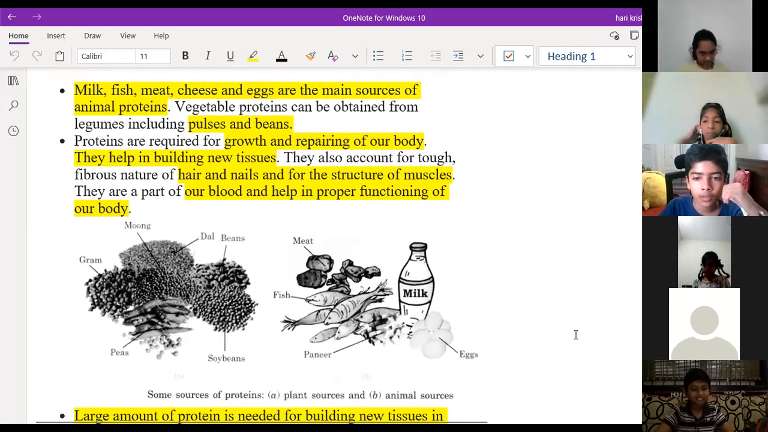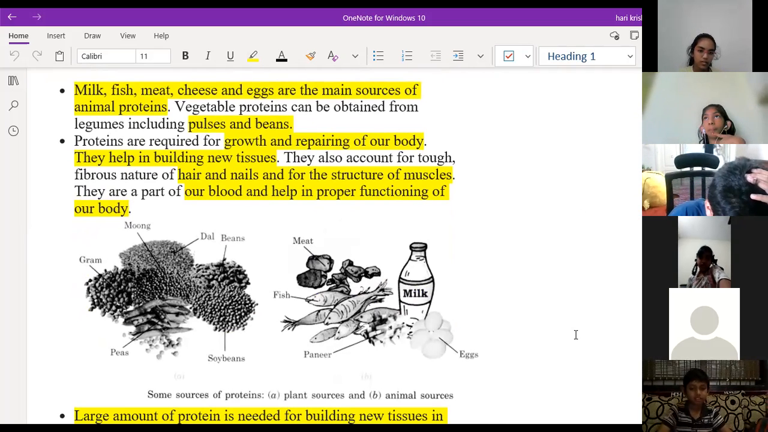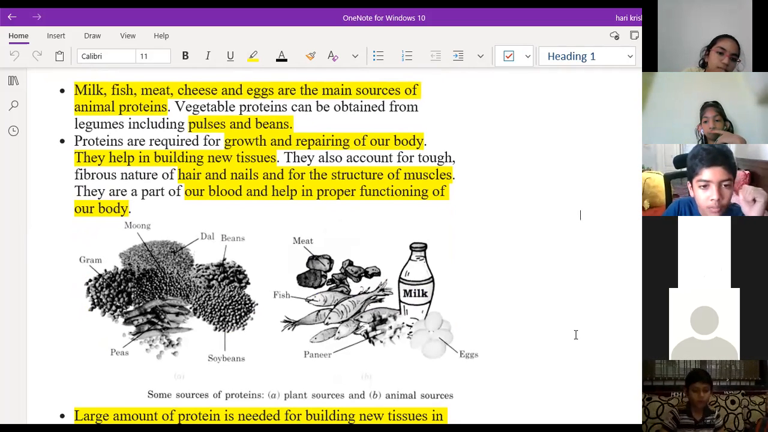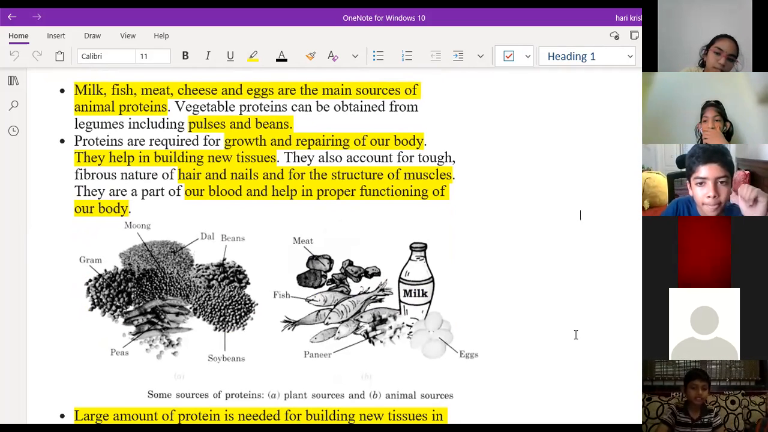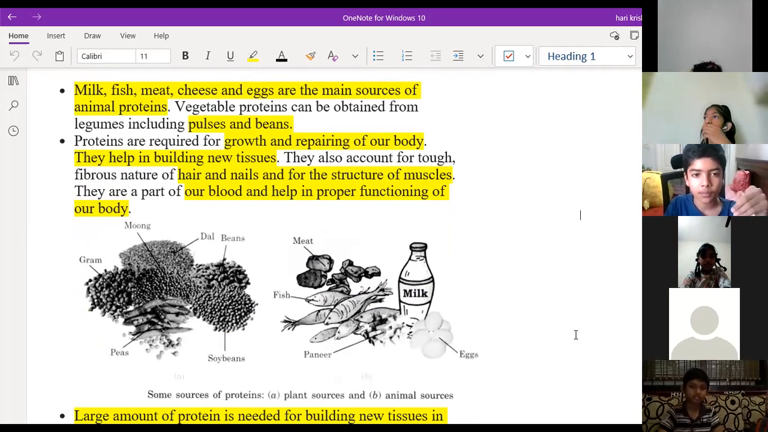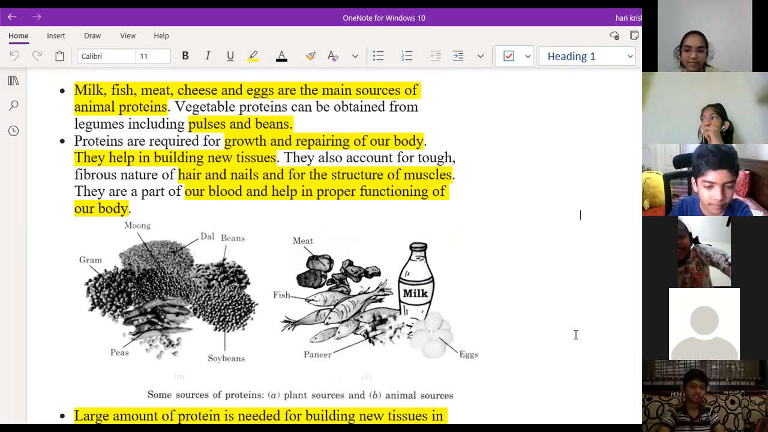So the most common source for protein is what? Plant sources from the beans: dal, mung dal, gram dal, peas, soya beans and all. And from the animal source, mostly fish, milk and eggs. So if you are a non-vegetarian, have one glass of milk and one egg daily, it will be good for you, providing different types of nutrients.